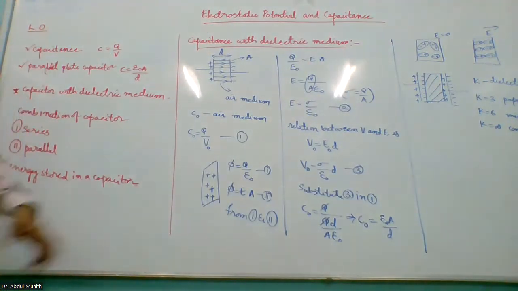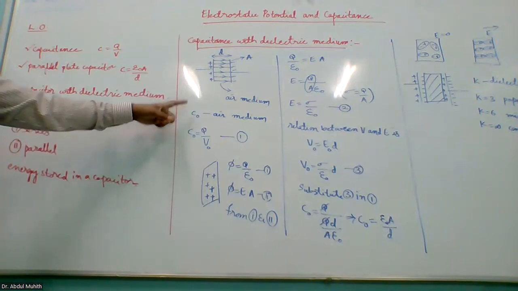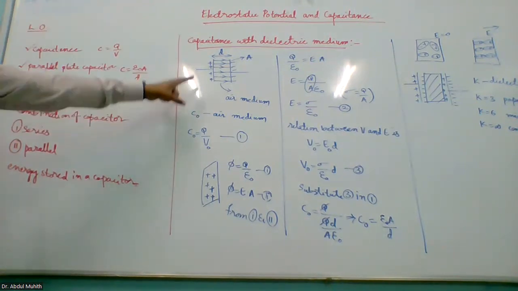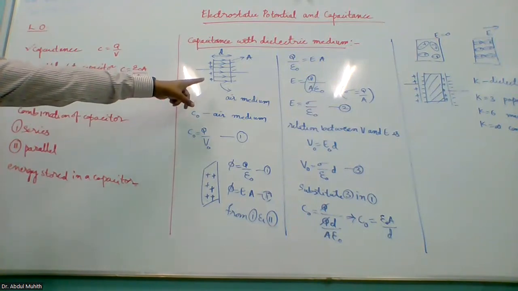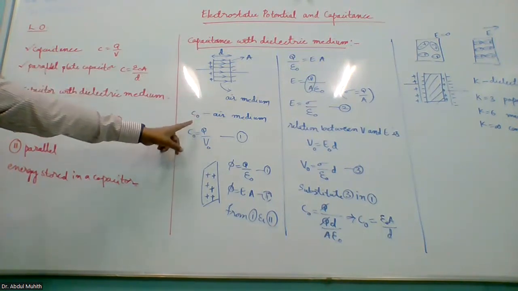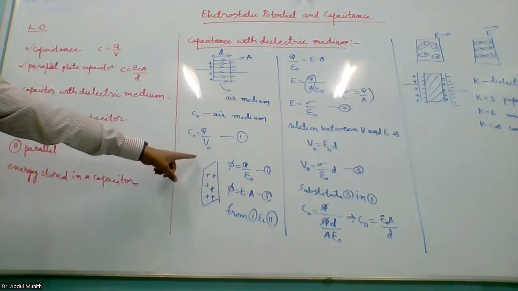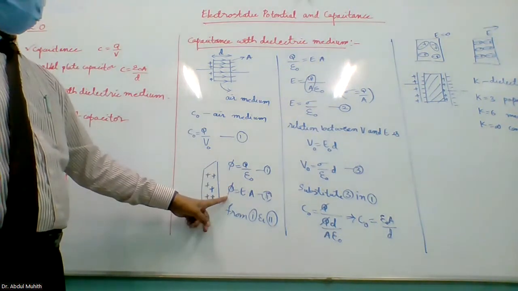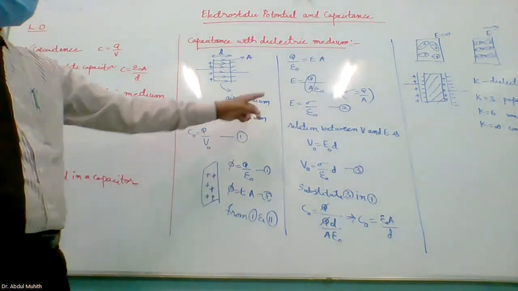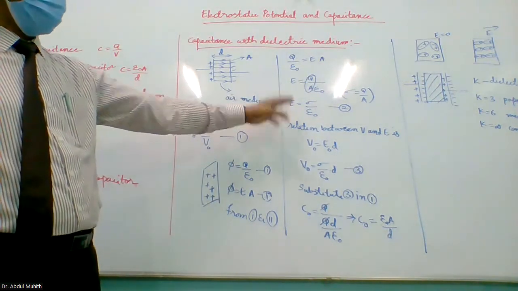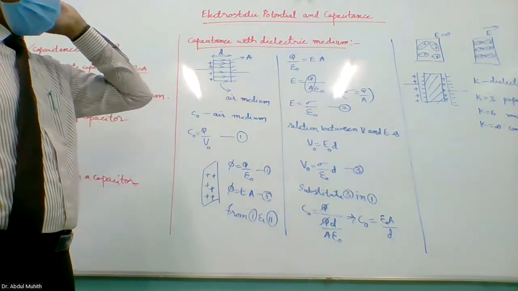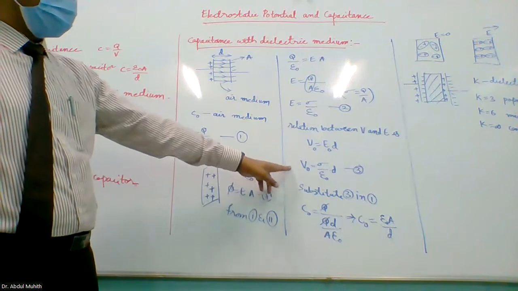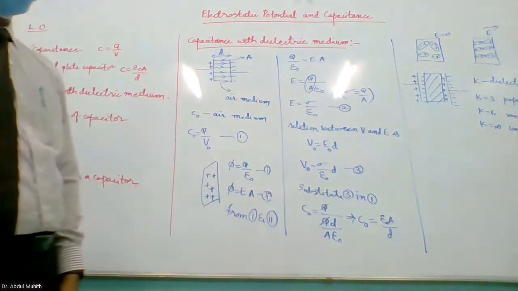See, this is for the air medium. For the air medium, what happened? This is a plate of the capacitor. C0 is the air medium, so C0 is equal to Q by V0. Using Gauss law and the electric flux formula, we have two formulas. We are equating both of them. We got E is equal to sigma by epsilon. Now, the relation between E and V is V0 is equal to E0 into D. Cross multiply, we will get C0 is equal to epsilon naught A by D.